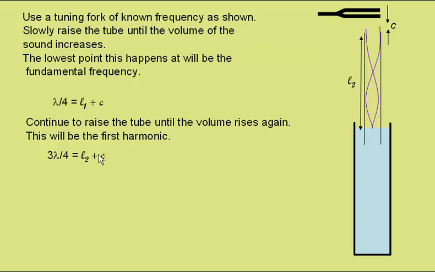So now we have two expressions, both containing lambda and containing measurements L1 and L2, which we know. If we take this expression from this expression, we're left with lambda over 2 is equal to L2 minus L1. Note that the end correction C has gone.